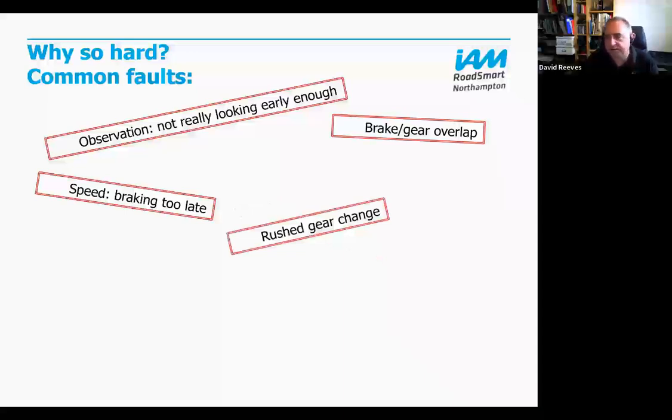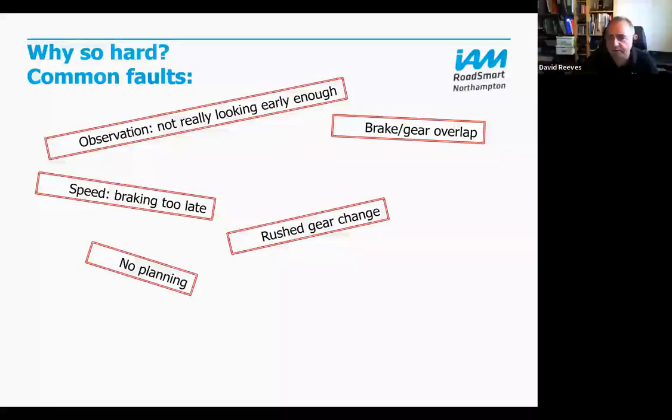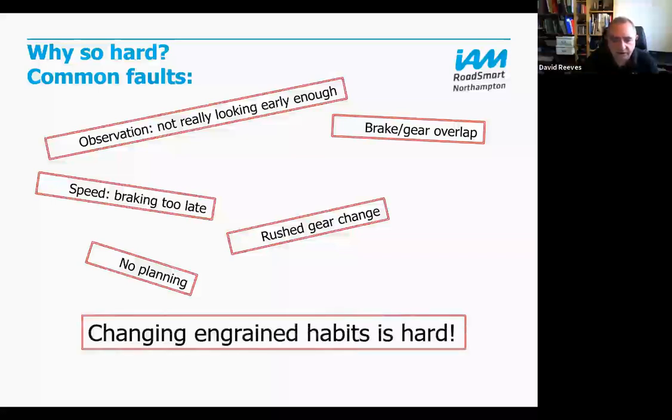Or the gear change happens on the hazard. Or there's no real planning. They arrive there and then they have a good look and then decide what to do. Does this sound familiar? I think anybody who's an observer has seen these, but changing ingrained habits is hard. So why have we got to this point where something that looks fairly straightforward is quite difficult to do?